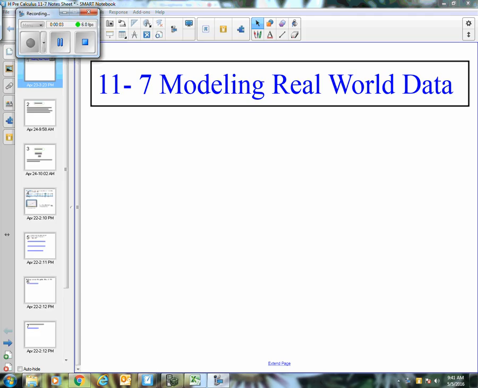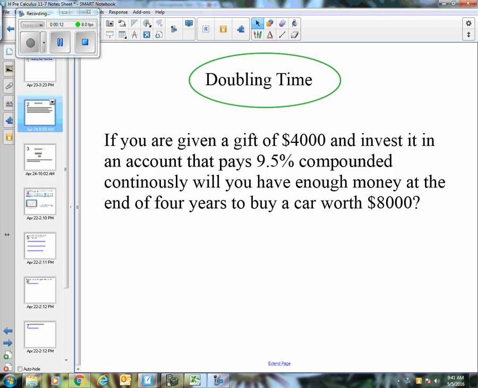Okay, so we're going to take a look at some modeling today of real-world data. We're going to talk about two really kind of distinct things. The first thing is how we can determine things like doubling time or tripling time without having to go through and do an entire complete process each time. So there's kind of a shortcut way to deal with that.